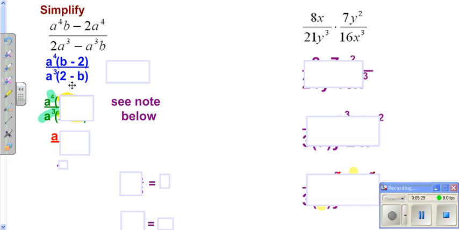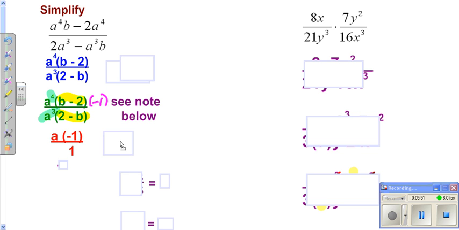Now, when you're looking at these two parentheses, they're not identical, so you can't just cross them out and leave them alone. But since the two parentheses are the same, just switched around the minus sign, you can cross them out and put a negative 1. So you cross these out, and then you've got to put a negative 1 on top. And so you're left with nothing on the bottom, a times a negative 1 on the top, and so you get a negative a.